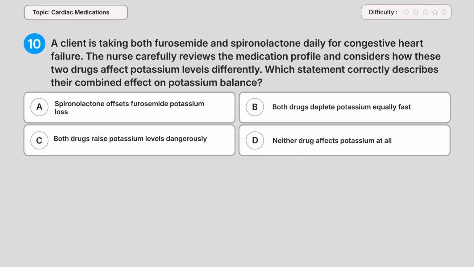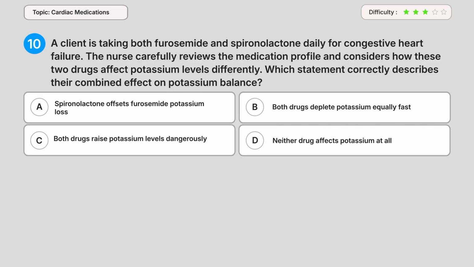10. A client is taking both furosemide and spironolactone daily for congestive heart failure. The nurse carefully reviews the medication profile and considers how these two drugs affect potassium levels differently. Which statement correctly describes their combined effect on potassium balance?